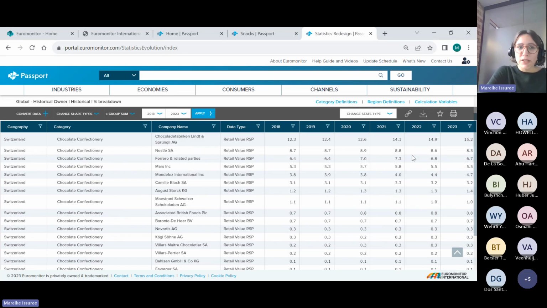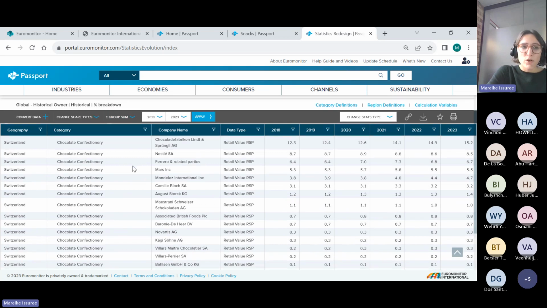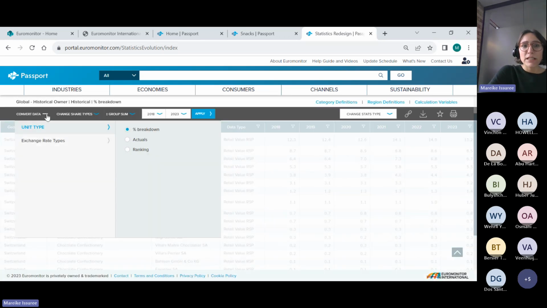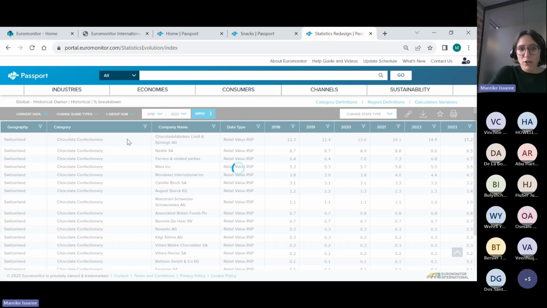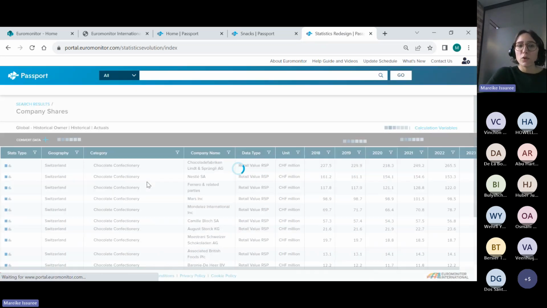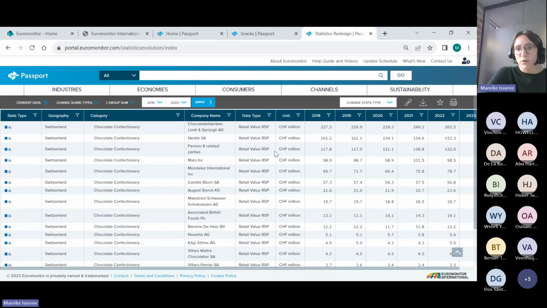We can see the percentage share of the market that they have. So we're looking at a 15% share of the market. This initial statistic looks at the percentage breakdown, but you can also look at the actual sales, not just the percentage. Here you can convert the data and jump into actuals, and it will recalculate it for you and give you the actual sales in Swiss francs.